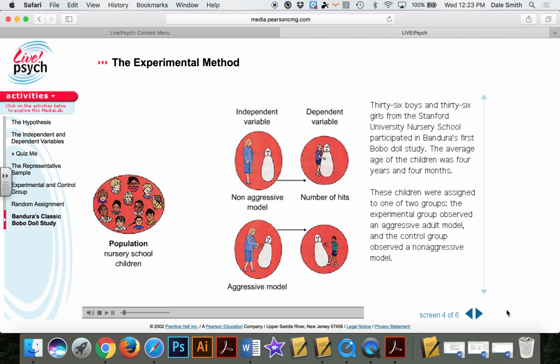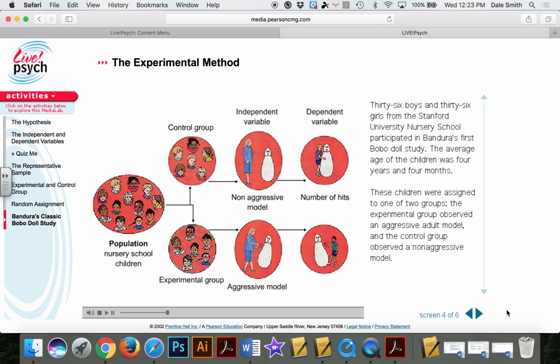36 boys and 36 girls from the Stanford University Nursery School participated in Bandura's first Bobo doll study. The average age of the children was 4 years and 4 months. These children were assigned to one of two groups. The experimental group observed an aggressive adult model, and the control group observed a non-aggressive model.